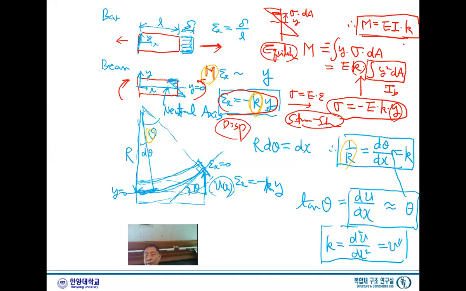Remember, what is the K? K was d theta over dx. Remember this theta? Okay, so I will write down here: moment equals EI times curvature. Curvature is d theta over dx. So if this is fixed and the final end has a theta 0, it will be theta 0 divided by L. That is d theta over dx, right?